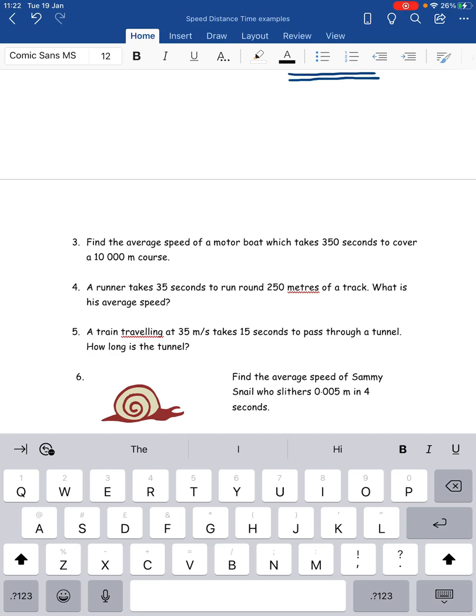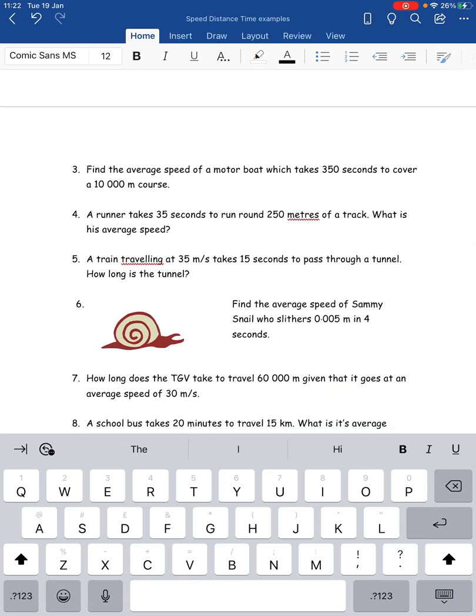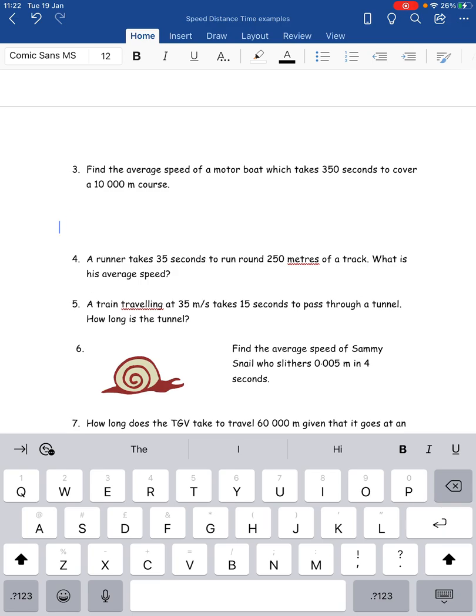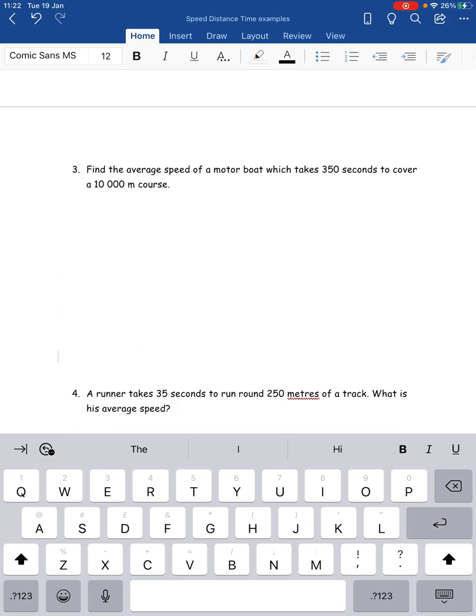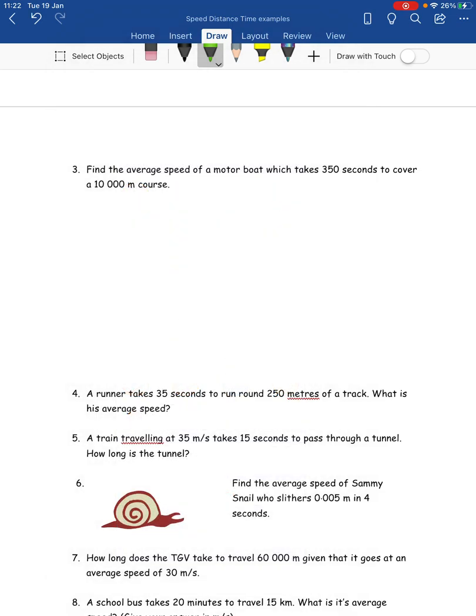Find the average speed of a motorboat which takes 350 seconds to cover a 10,000 metre course. So the same steps are going to be followed again. It asks me to find the speed. So that's going to be V.